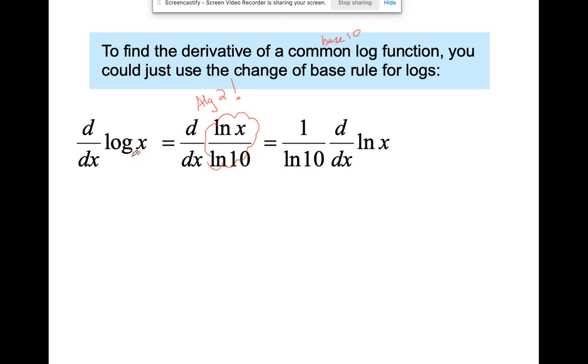I changed from base 10 to base e. How come? Because I already have a derivative rule in base e. That's why. And again, remember 10 could be any number. I should have really done this with an a down here, and then I would have said ln a. Then notice I just changed a fraction. 1 over ln 10 is just a constant. ln 10 is a constant, so 1 over ln 10 is still a constant.